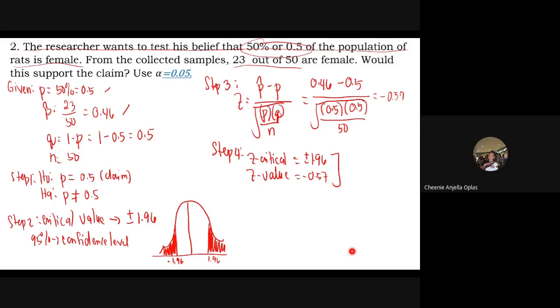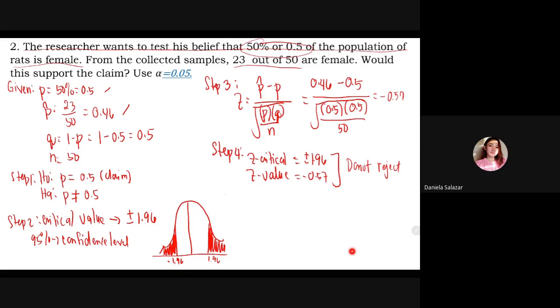The way how we reject: reject the null, do not reject the alternative. Do not reject. Okay? It seems that majority of you forget how to reject or do not reject H0. When the computed value is greater than or equal to the critical value, you have to reject. Kapag mas malaki yung na-compute natin sa step number 3 kaysa sa step number 2, i-reject natin yung null hypothesis.